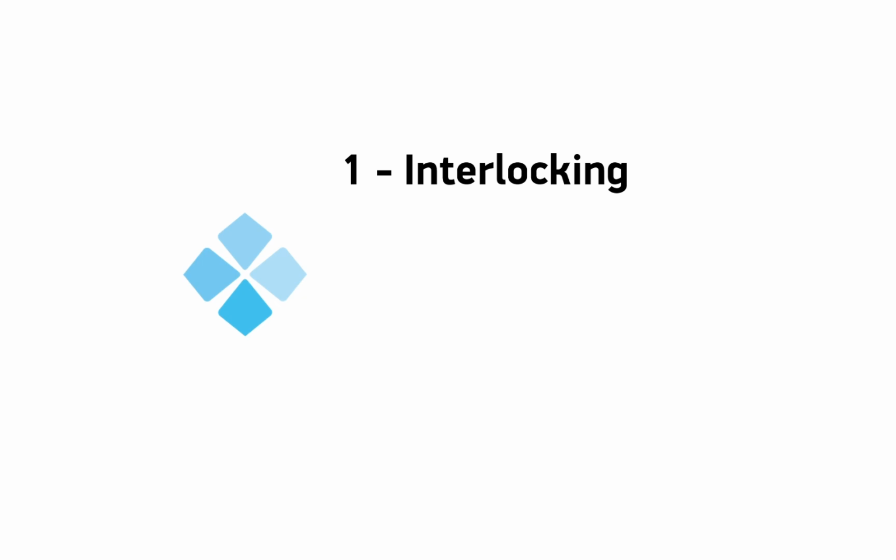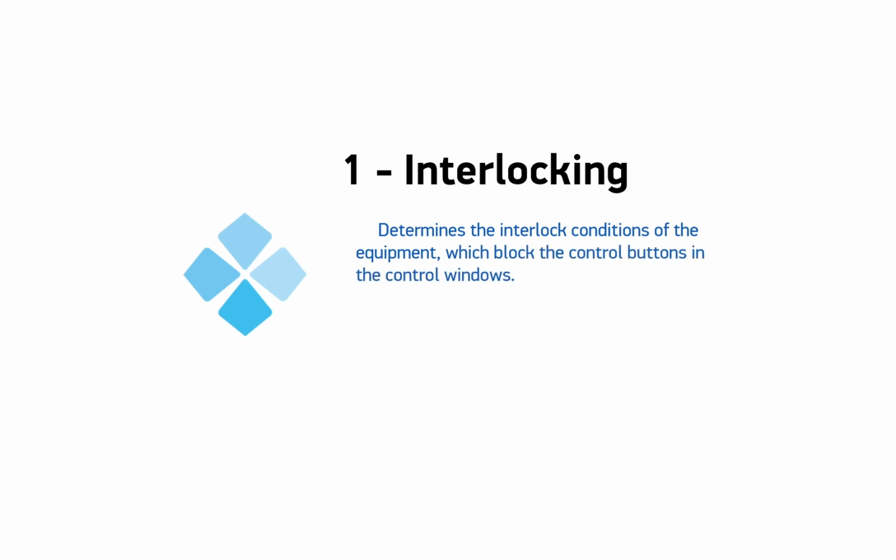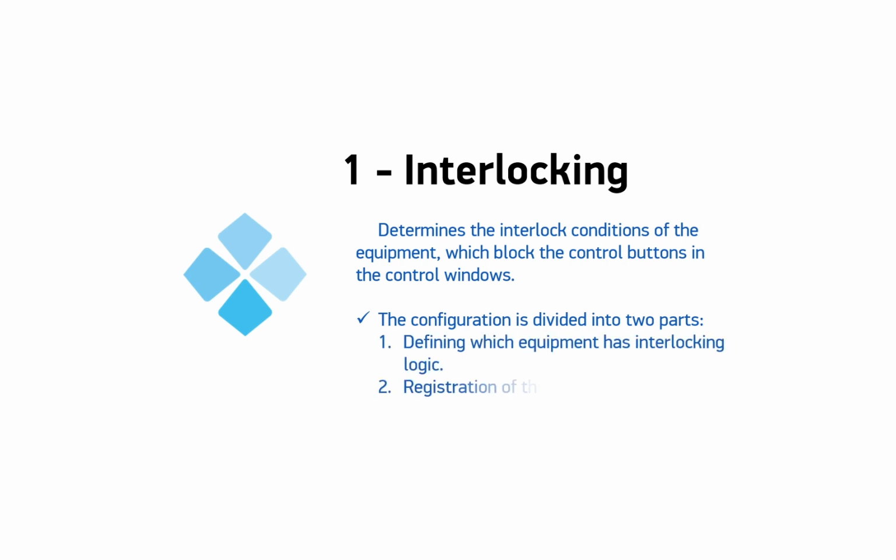Interlocking configuration. The interlock functionality determines the interlock conditions of the equipment, which block the control buttons and the control windows. The configuration of this feature is divided into two parts, defining which equipment has interlocking logic and registration of the equipment's operation conditions.